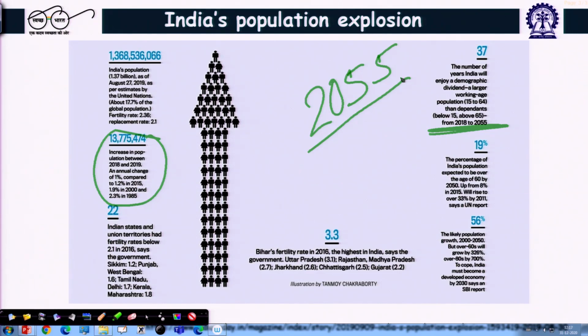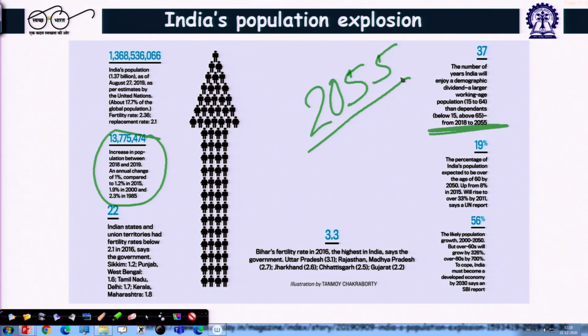Now, what does the demographic dividend mean? It's the largest working age population. Working age population is taken from age 15 to 64. So we will have a larger working age population than dependents, and dependents are below 15 and above 65. So up to 2055, we have a demographic dividend. And after that, we will be going into where Western Europe is today. So we have to start preparing for it right now.